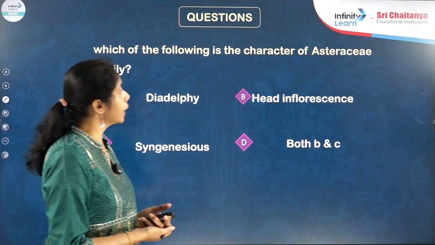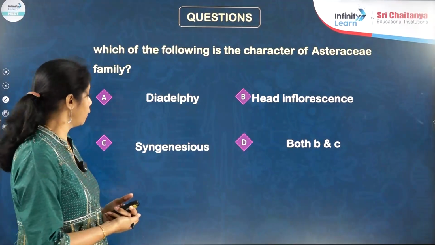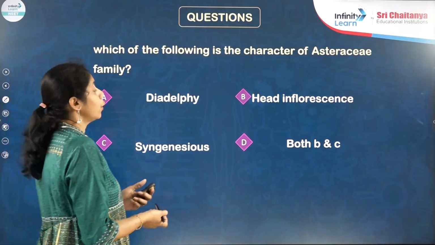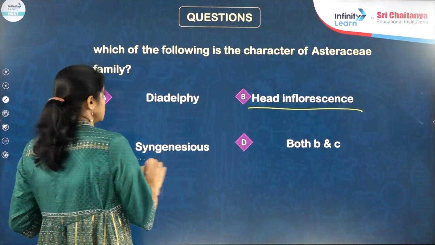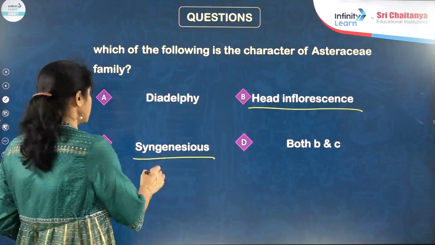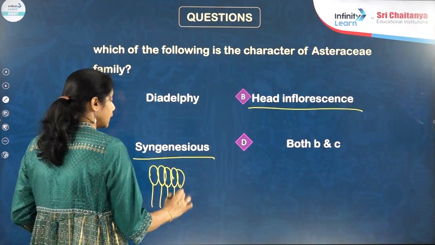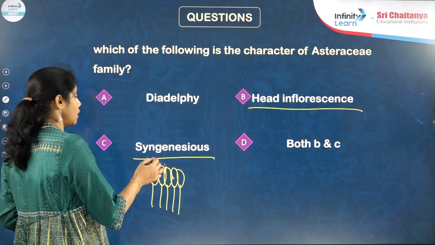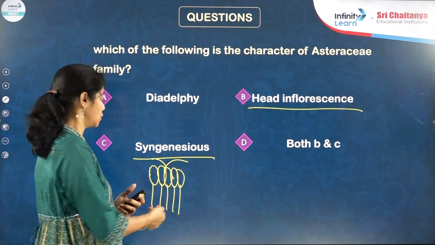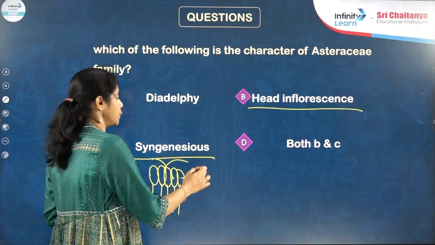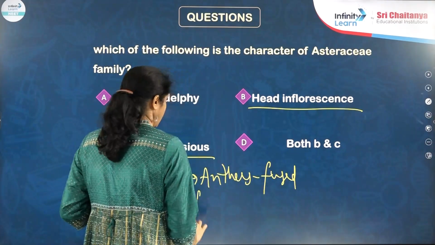Next one. Which of the following is a character of the Asteraceae family? Diadelphous, head inflorescence, syngenesious, both B and C. As I have already told you, head inflorescence is seen in the Asteraceae family, the composite sunflower family. Syngenesious means the anthers are fused together, but filaments are free. The filaments are free like this in the disc florets, and the stigma will be bifid above it. That is the syngenesious condition. So syngenesious stamens means anthers are fused and filaments are free.